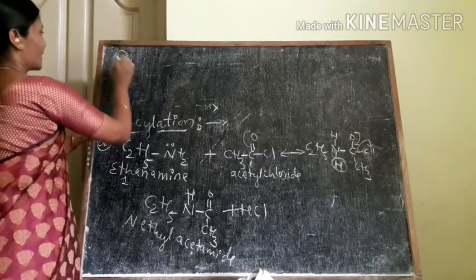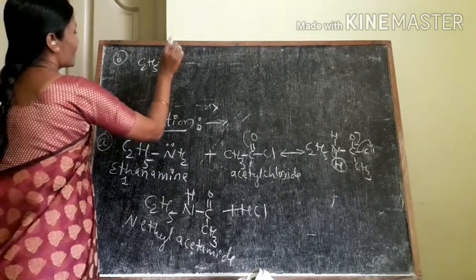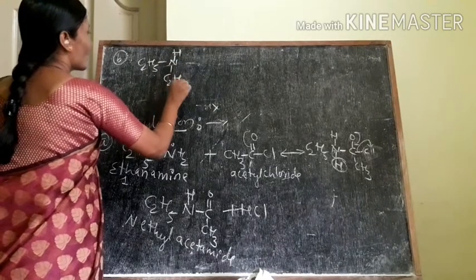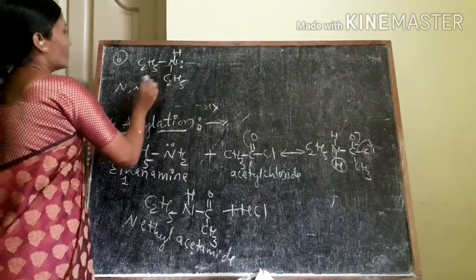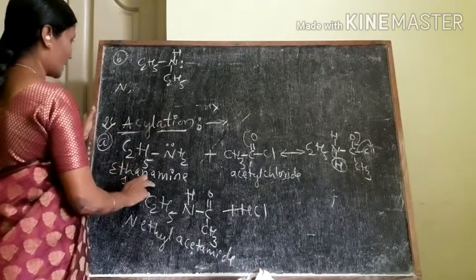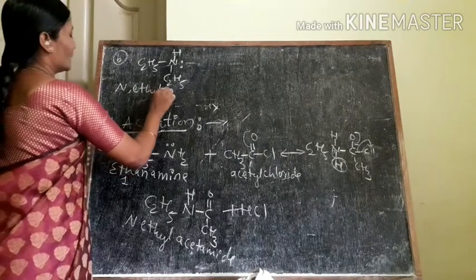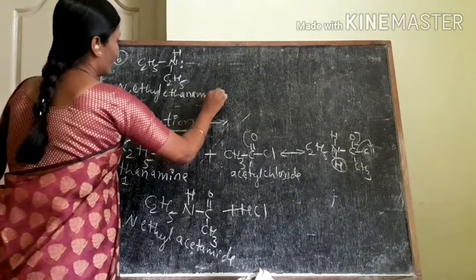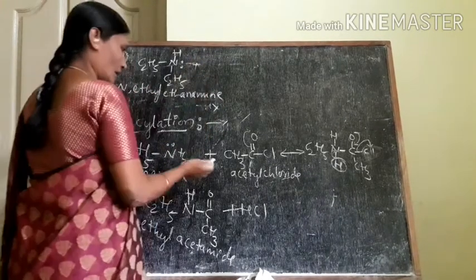Now, the acylation second reaction is: it is C2H5 and this is N. There is H and C2H5, and a lone pair of electrons. Name is N. Sorry, this is ethanamide. This is N-ethyl ethanamide. Okay, now it combines with acid chloride.